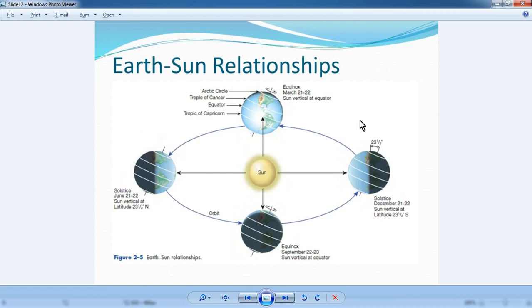Think of these as the extremes. We have the summer solstice, the winter solstice, and the two equinoxes. Okay? The September equinox and the March equinox. This one is called the vernal equinox, and the other one is the autumnal equinox. Okay, if I may write that one.